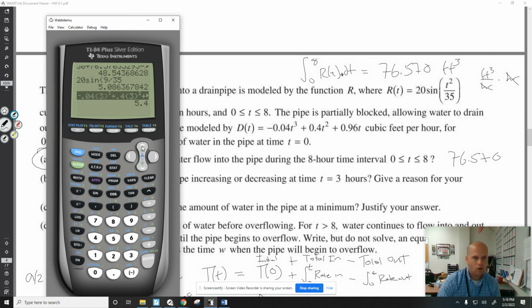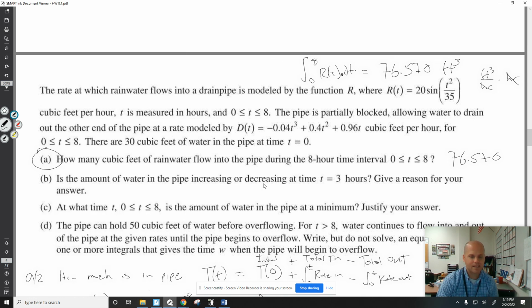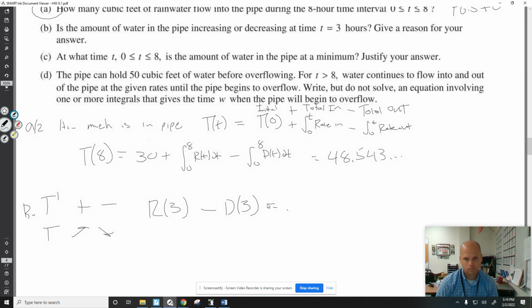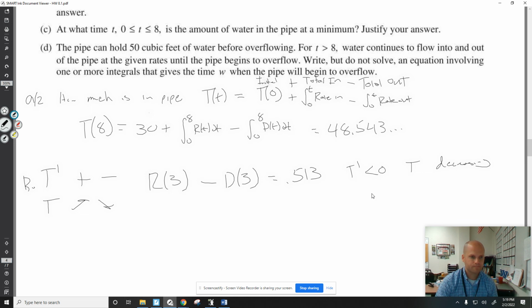Or R of 3 minus D of 3 is negative. T prime is negative, T is decreasing. Okay? Now, let's do part C.